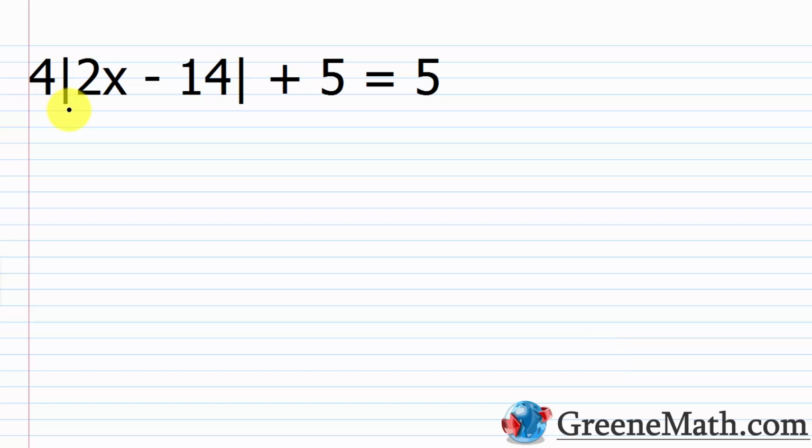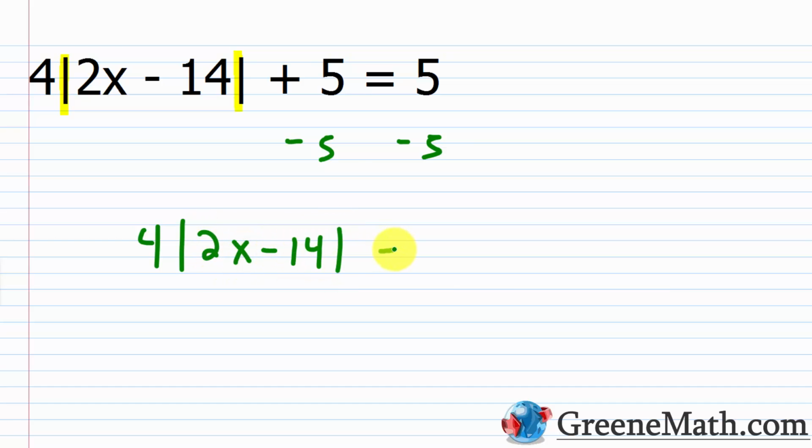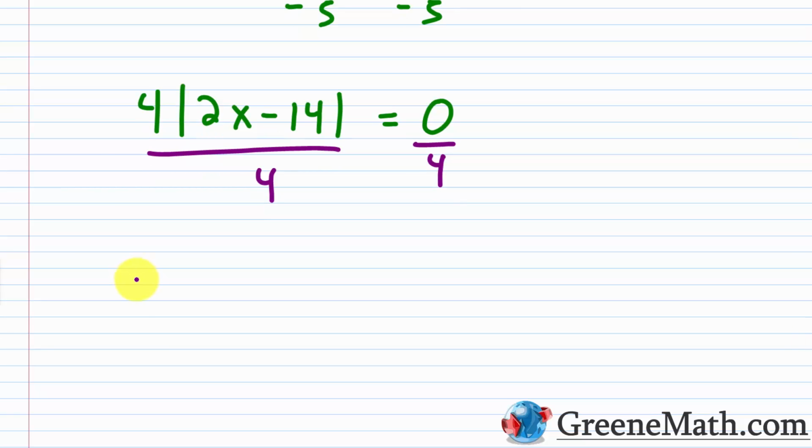So we have 4 times the absolute value of 2x minus 14, then plus 5 is equal to 5. So again, our goal is always to isolate the absolute value operation. And when I subtract 5 away from each side, you're going to immediately see you have a problem. You get 4 times the absolute value of 2x minus 14, and this is equal to 0. So if I divide both sides by 4, we know 0 divided by 4 is just 0. So I'm going to end up with the absolute value of 2x minus 14 is equal to 0.